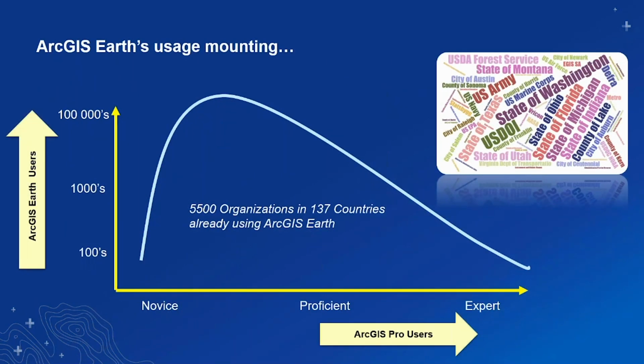Now, I wanted to share a little bit about Earth's usage. For some of you, Earth's still relatively new, but in fact, usage has been steadily mounting since 2016. We have over 5,500 organizations in 137 countries already using ArcGIS Earth. Our core user group being the industry specialists, whether that be an all-source analyst, a planner, an engineer, educator, or even a student, and whether they're in the office or in the field. Ultimately, there's a bigger group of users that Earth serves versus the GIS professional or the content creator.